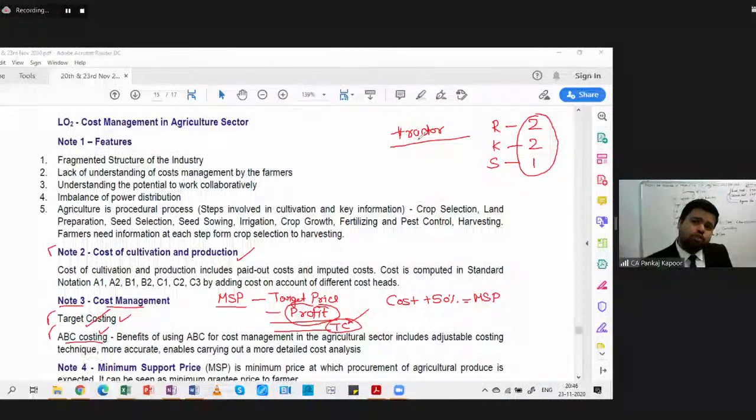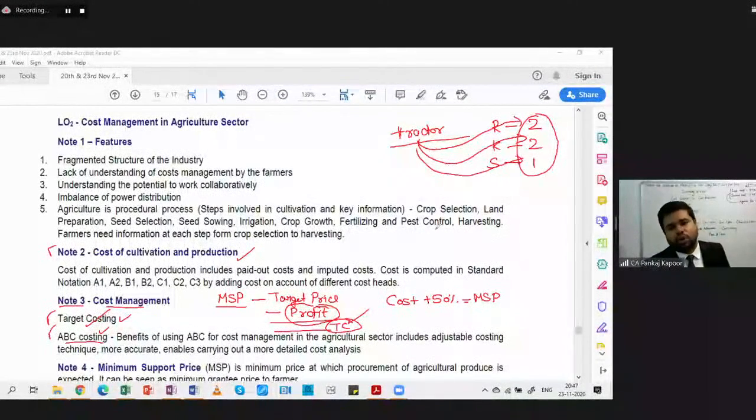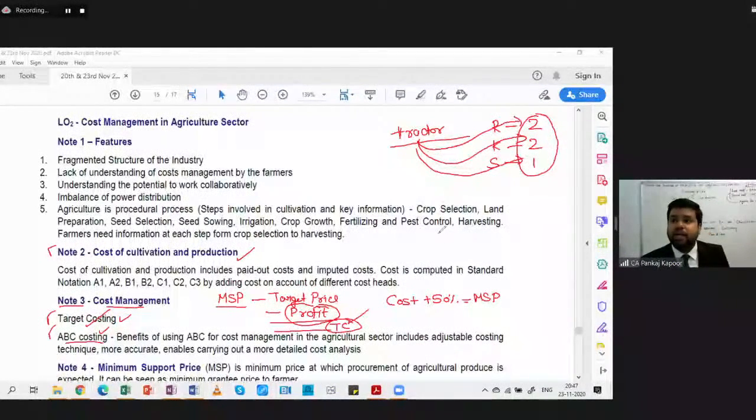Now, how much of the operating cost of the tractor needs to be charged to the Rabi crops? How much of the cost needs to be charged to the Kharif crop? For this, ABC costing can be used. Obviously, it's difficult for the farmer, but if some company is doing it at a corporate level by contract farming, the company obviously must use it in order to calculate the correct cost of each crop. Okay, friends, moving further.